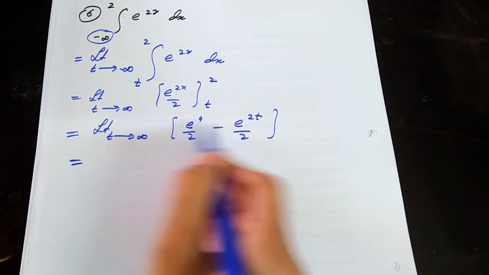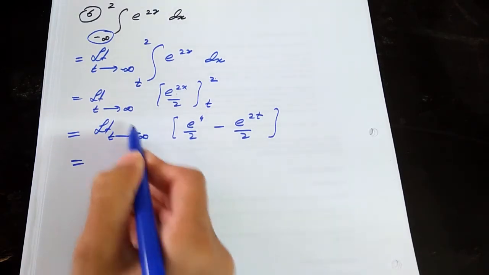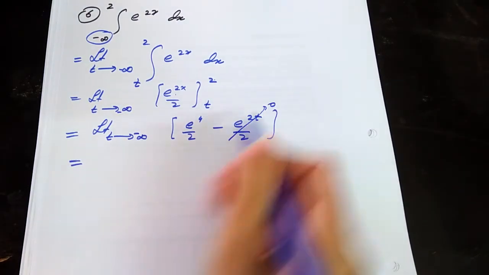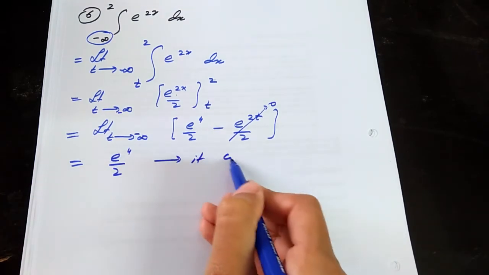Now use this infinity term here. After using this term here, this is negative infinity. This negative infinity will make this term 0. So you will be left with e raised to the power 4 over 2. So this means it converges.